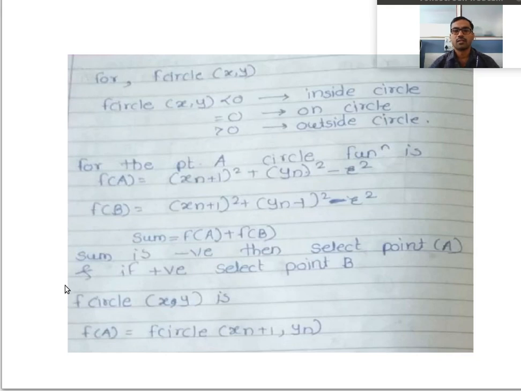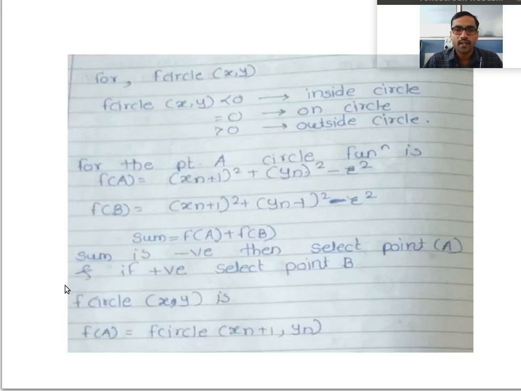So you can see here, function of circle xy is given. If it is less than 0, then point xy is inside the circle, as we have discussed. If function of circle is equal to 0, then the point xy is on the boundary of circle, and if it is greater than 0, then it is outside the boundary of circle.